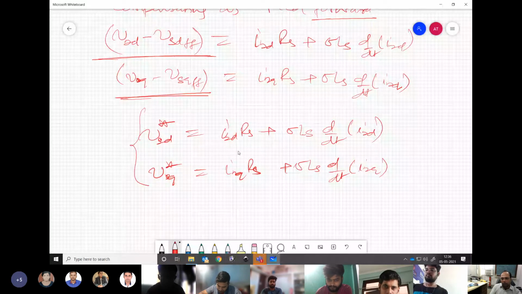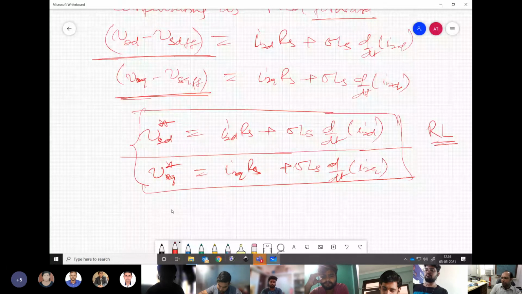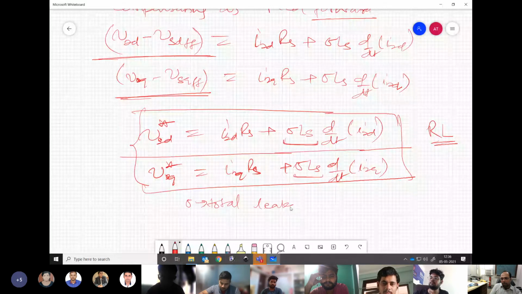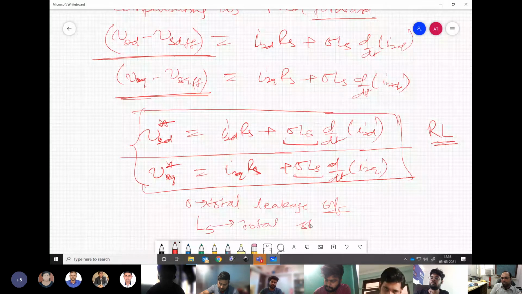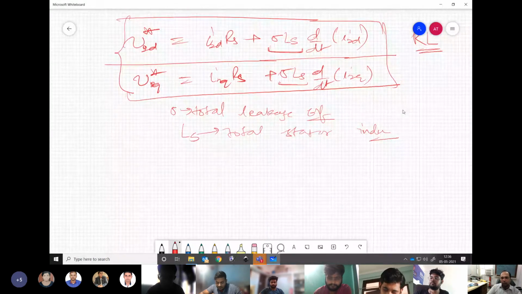Now what I have is a simple RL circuit. That RL circuit I can control because it is a linear circuit. Understanding my point? But the point to note over here is that our inductor part, or inductance part, is not only LS, it is sigma LS. What is sigma? Total leakage coefficient. And what is LS? Total stator inductance. Understand the terms very clearly. So for the D and Q axis currents, what is my plant?